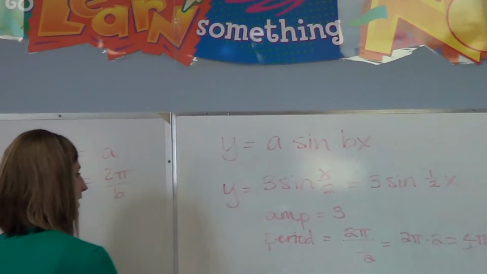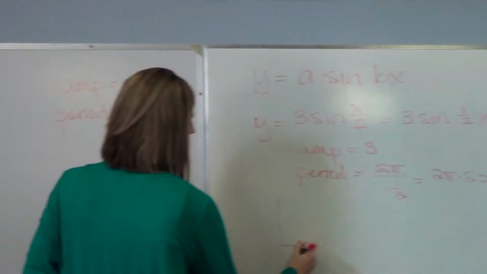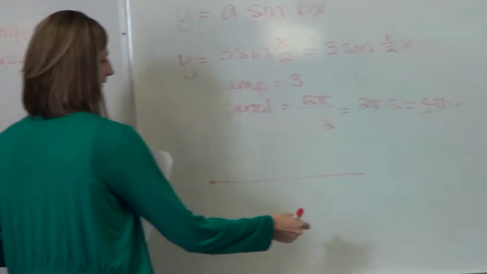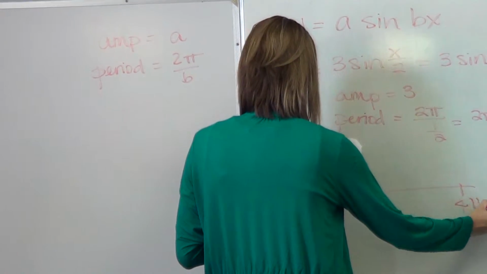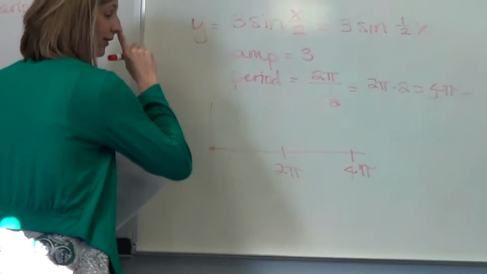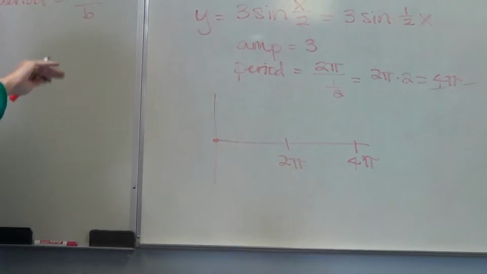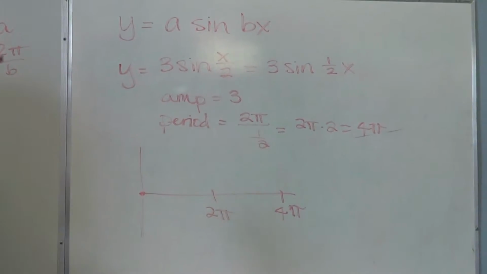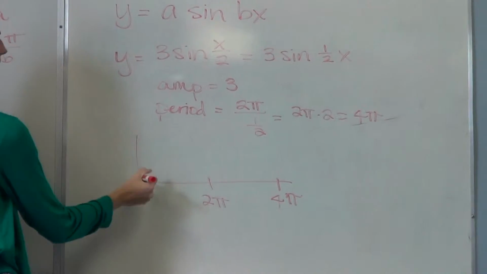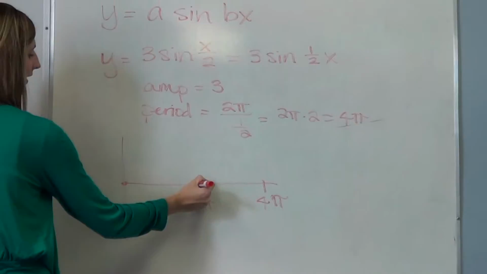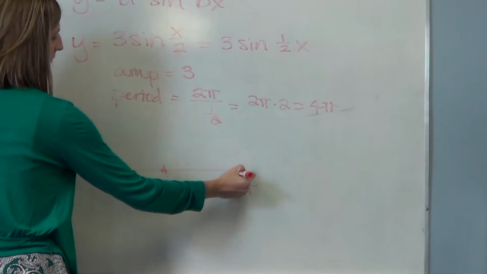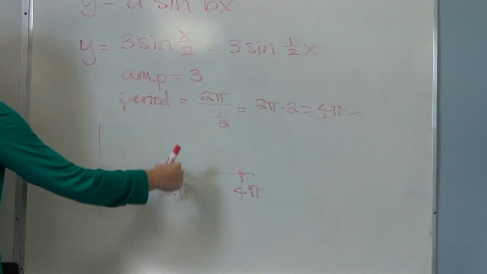So, on the graph, we start at 0, and it's going to go to 4 pi. And the general shape of the sine starts at 0, goes up, goes back to 0, goes down, and then goes back up. So we'll have a point at 0, we'll have a point halfway through our period, which is going to be at 2 pi, and we'll have a point at 4 pi. And then it's going to go up and down and back up.